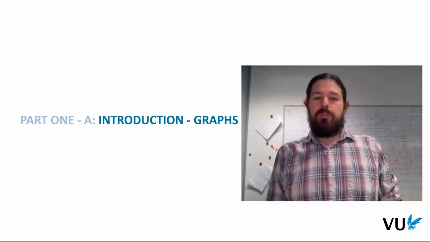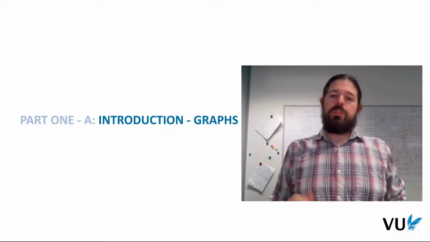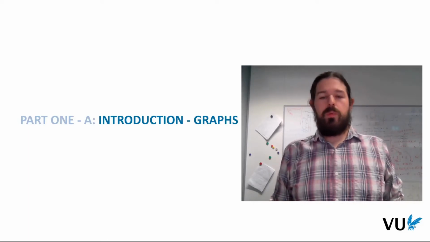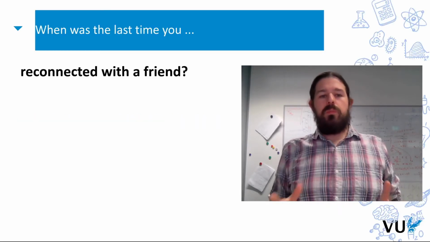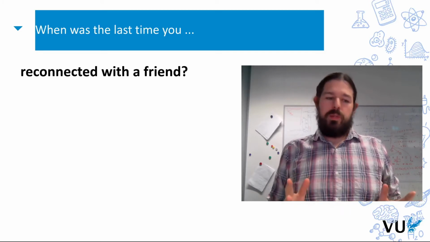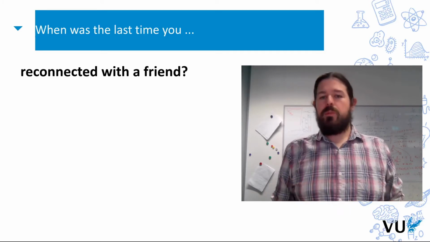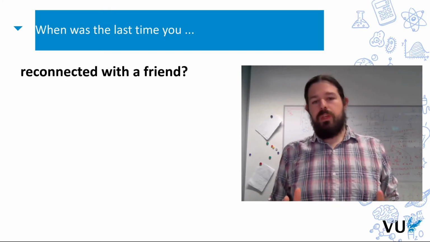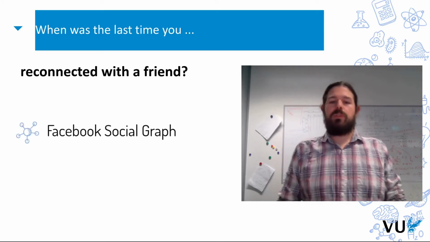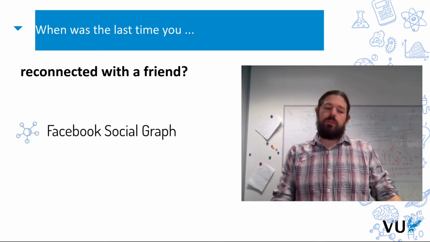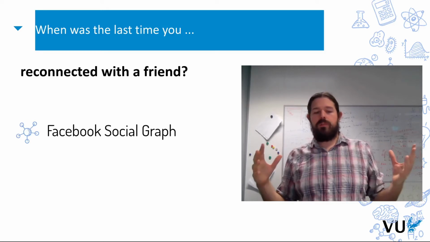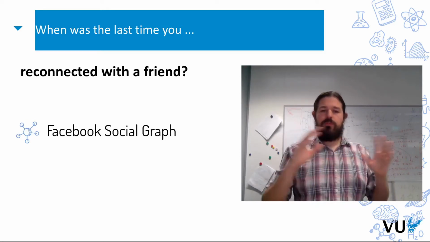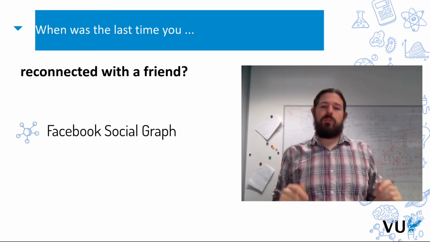So now we have part 1a. We first talk about what graphs actually are and why we care about them. In this context, I want you to think about when the last time was when you reconnected with a friend. Chances are that you have been using what is called a Facebook social graph. What Facebook is keeping is a large graph of friends, people who know each other, what people do, and so on.